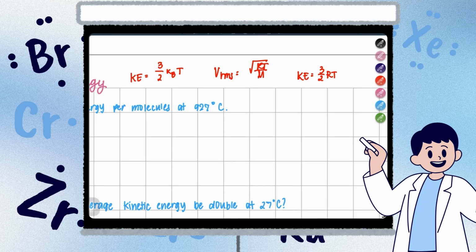Then for other cases, when we are asked to get the average kinetic energy per mole, we have to use the R constant. So Ke equals 3 over 2 times R times T, while we are also sometimes going to use the root mean square speed formula in some other cases. So VRMS equals the square root of 3RT all over M.